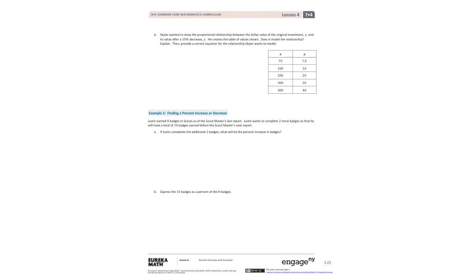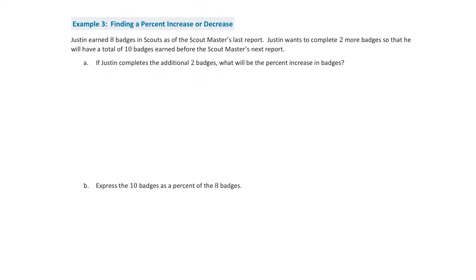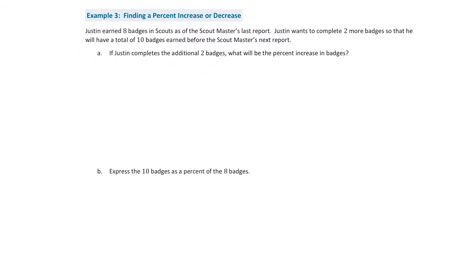All right, now we're going to move on to example 3, finding a percent increase or decrease. Justin earned 8 badges in Scouts as of the Scoutmaster's last report. Justin wants to complete 2 more badges so that he will have a total of 10 badges earned before the Scoutmaster's next report. A, if Justin completes the additional 2 badges, what will be the percent increase in badges? So again, we're going to use our famous formula here, which is quantity equals percent times whole.